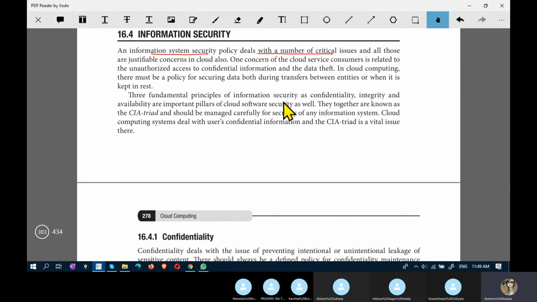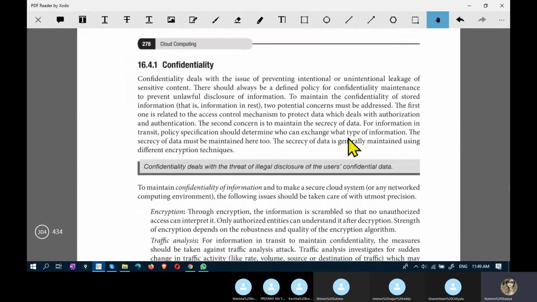Three fundamental principles of information security are confidentiality, integrity, and availability. Together they are known as the CIA triad. CIA triad stands for confidentiality, integrity, and availability of the data. And this information security is not specific to cloud, it's general. On any computing platform you have this.